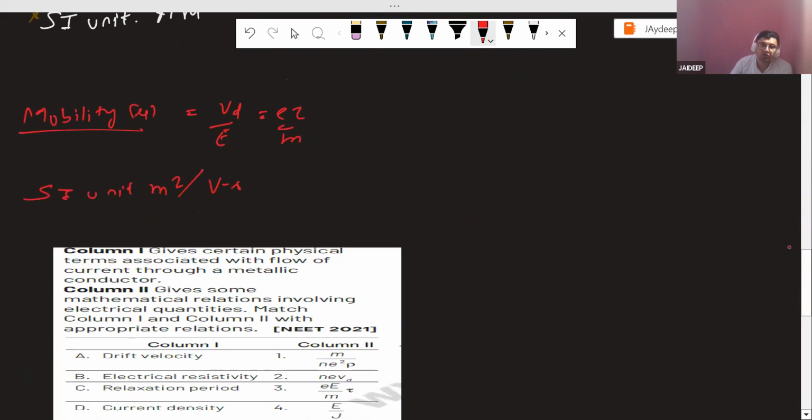Now, mobility. Mobility is defined as drift velocity per unit electric field, e tau over m, where tau is the relaxation time, m is the mass, and e is the charge of the electron. The SI unit is meter square per volt second.